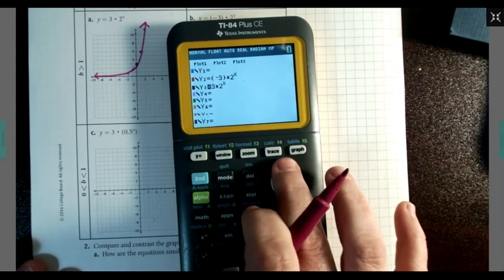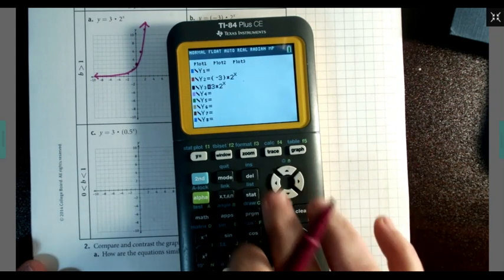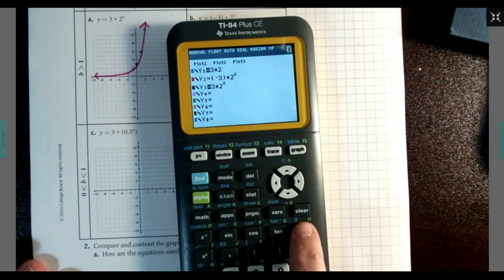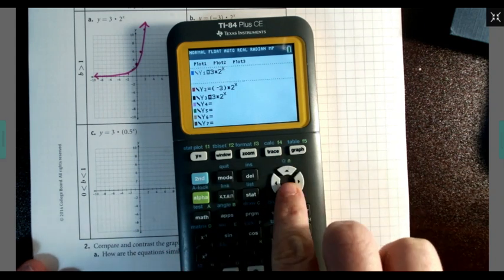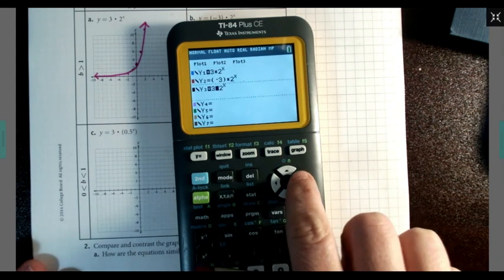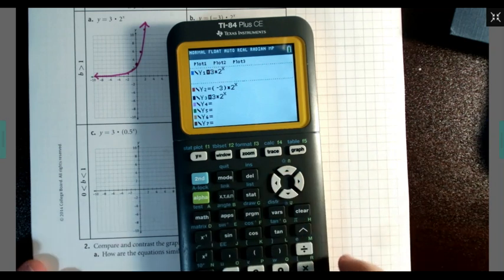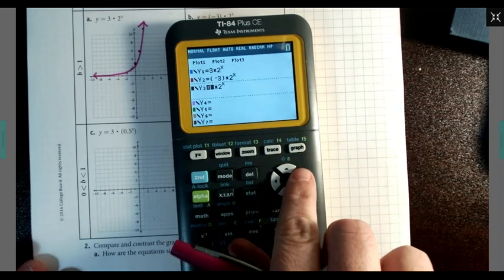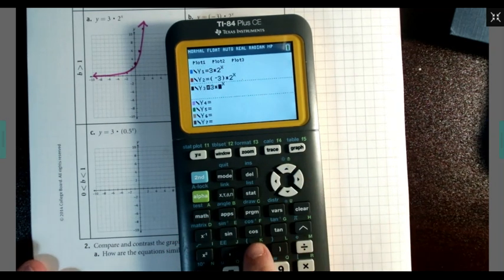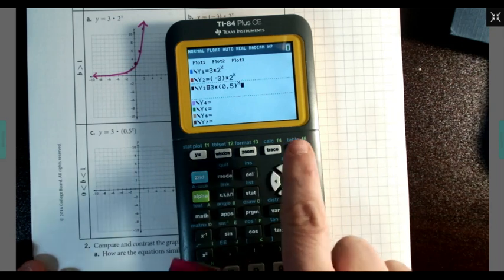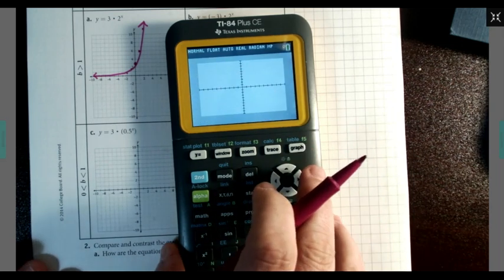So I need to go down here. Let me put this one back in, and this one, clear that. This one should say 3 times 0.5 to the x power. Now graph it.